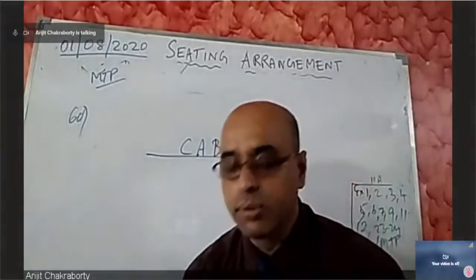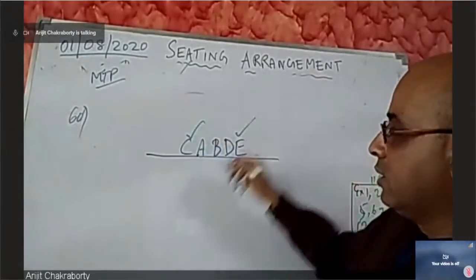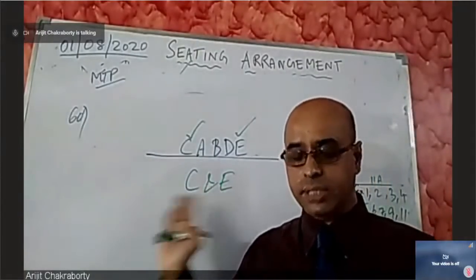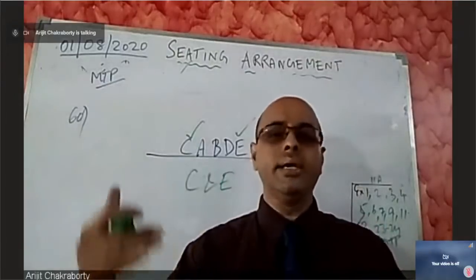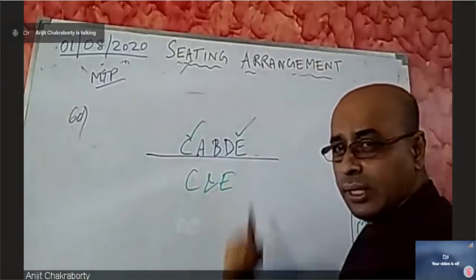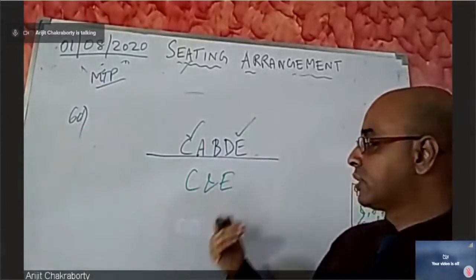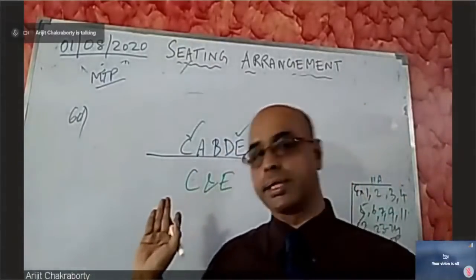Who are at the extremes? You can easily see C and E. So the answer is C and E. Right? So the 60th question is a fairly easy question. Just by putting directly the positions as per the conditions given, you are achieving the result. C and E are in the extremes.